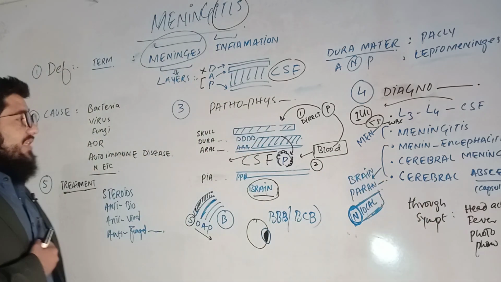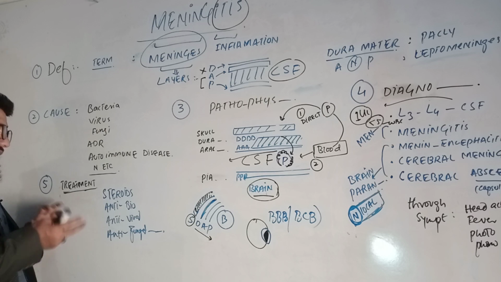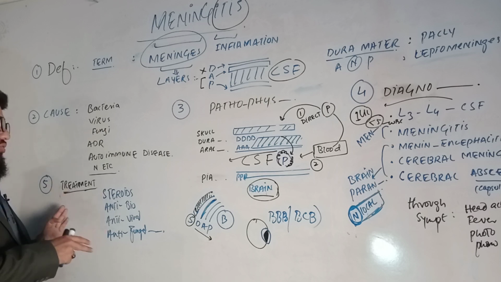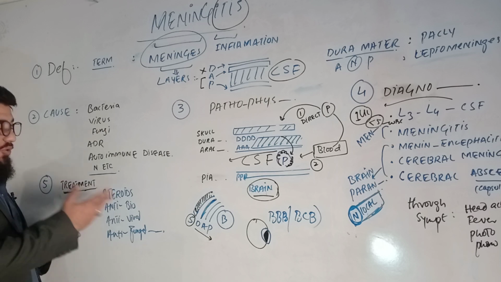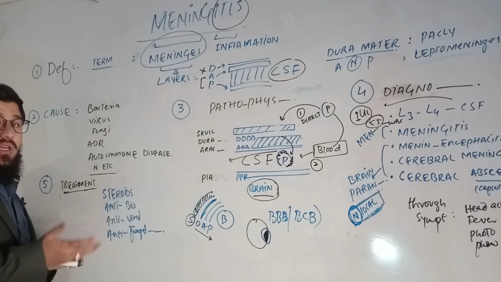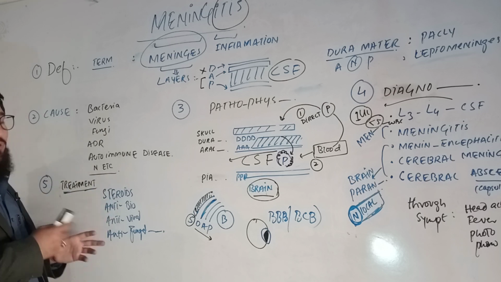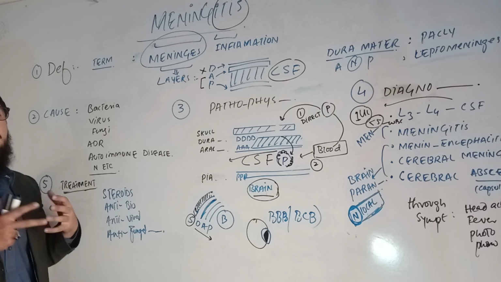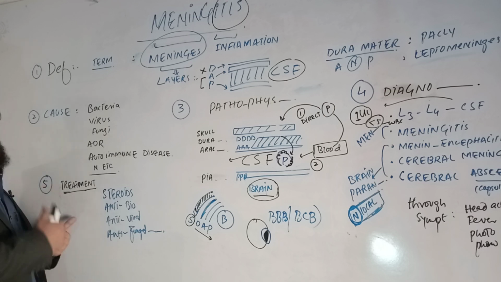Well, now let's come towards the fifth point, the review of the fifth point. Here we talked about the treatment. For the treatment, you can go through the steroids, antibiotics, antiviral, antifungal. You can use any of the drugs, and with respect to the patient, you will use the drugs and go through a particular strategy to treat meningitis.